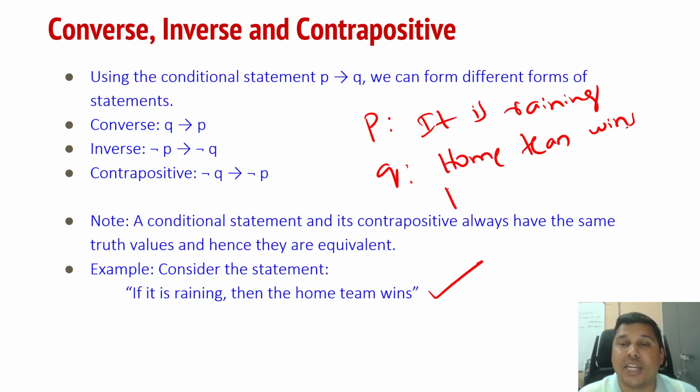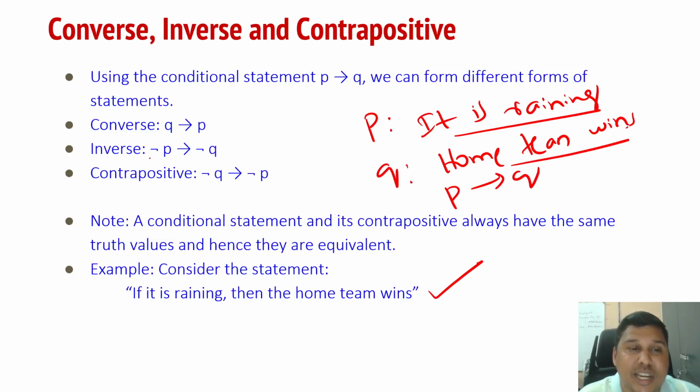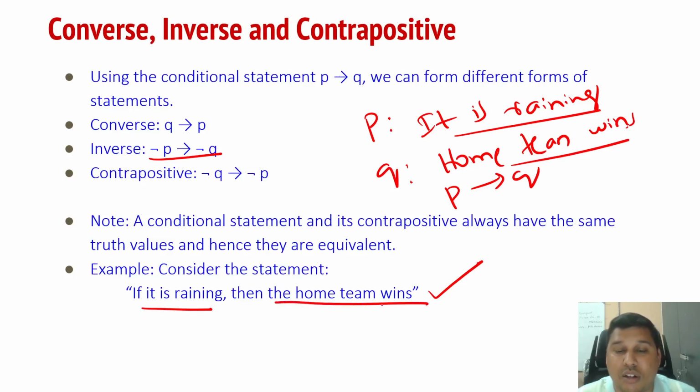So this is what we are given, P implies Q. What is the converse for this? The converse is Q implies P, which means if the home team wins, then it is raining. What is the inverse? If it is not raining, then the home team does not win.